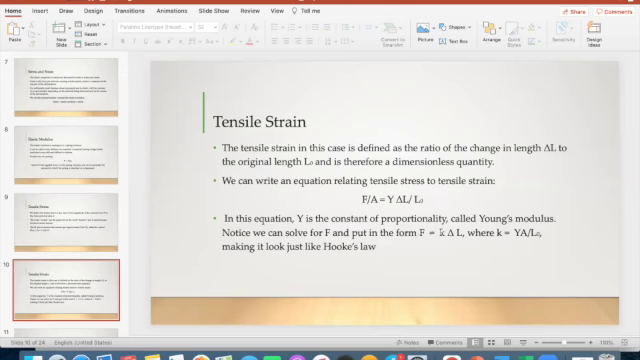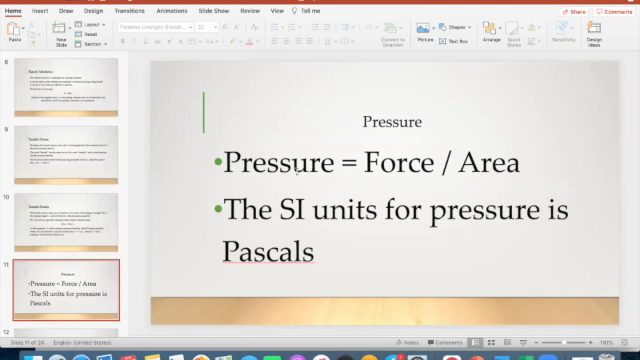We have force is equal to spring constant again times the length of the spring or material. And k is also equal to Young's modulus times the area divided by the original length. So L0 just means initial length or original length. All right, so again, pressure and stress are sometimes used interchangeably. They both mean force exerted over an area. And the SI unit for pressure again is pascals.